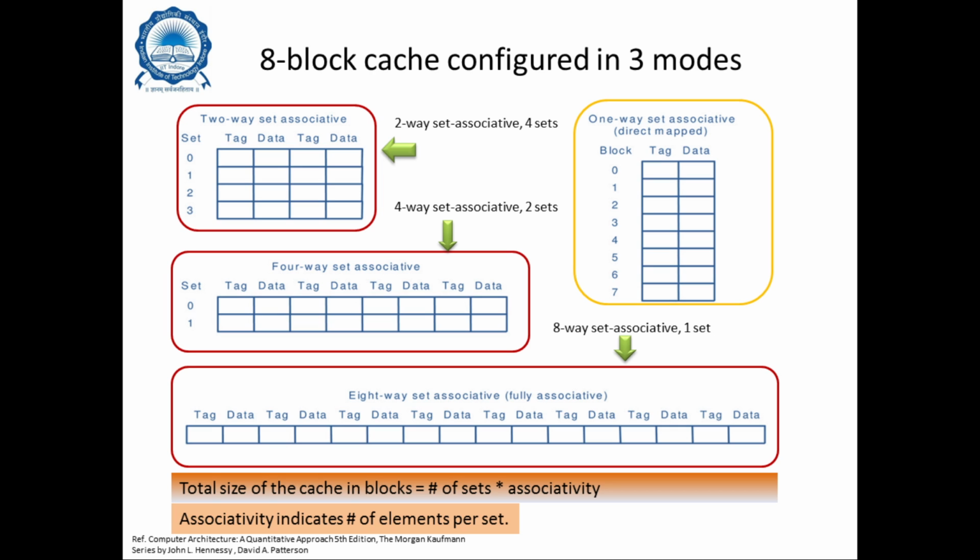In case of fully associative, that is 8-way set associative, because fully associative would mean 8-way, the number of sets is 1, and there are 8 elements. So 8 elements would have a combination of tag data, tag data, tag data, tag data, and so on till you have 8 elements. That's how the structure of each of the different caches, whether we configure it as 2-way set associative, 4-way set associative, fully associative or a direct map cache, would differ from each other slightly in terms of the number of sets and also the number of elements per set.